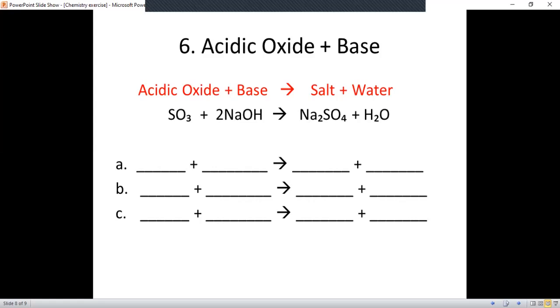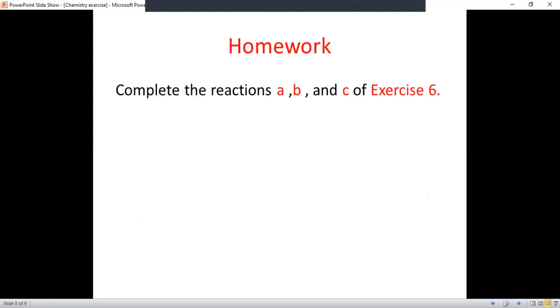This exercise will be homework. So A, B, and C. Exercise 6 will be homework. Choose the way to write that. So might be digital work or homework by picture, whatever you want to.